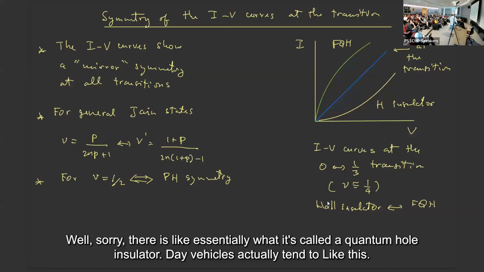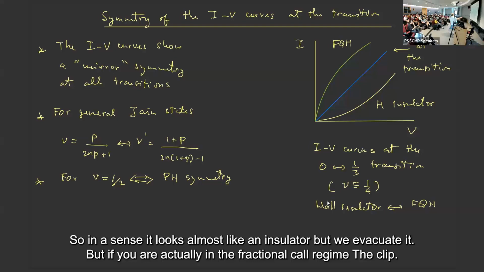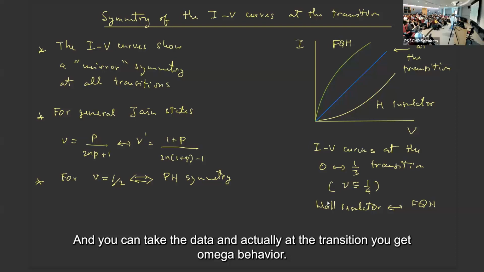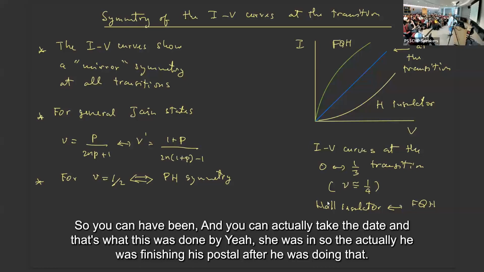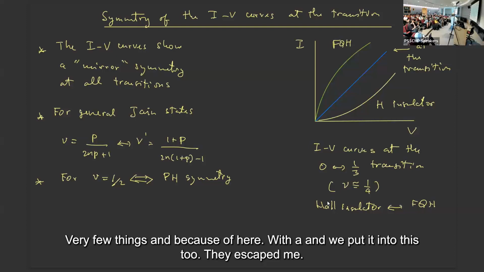But if you are in the fractional Hall regime, they get flipped. And you can take the data, and at the transition you get ohmic behavior, linear. So you have a linear IV in that case. That was done by Shivaji Sondhi. Actually, he was finishing his postdoc in Urbana, and he was doing that, and then he became an assistant professor here with a fraction and an experimentalist whose name escapes me, but I remember it.